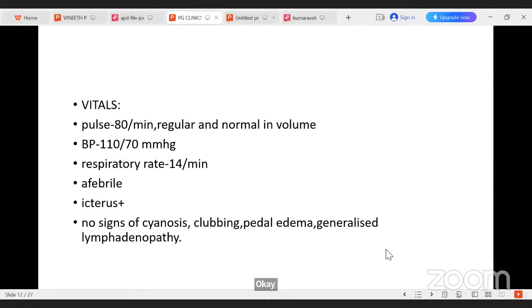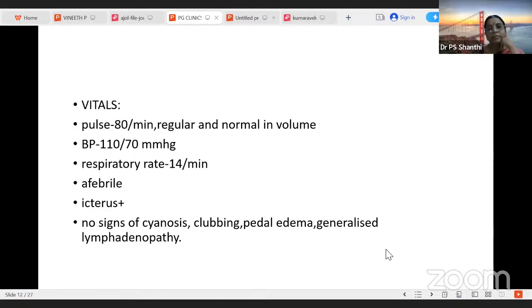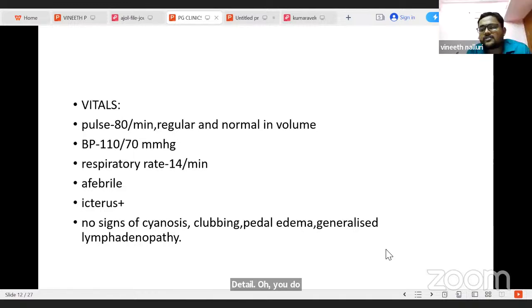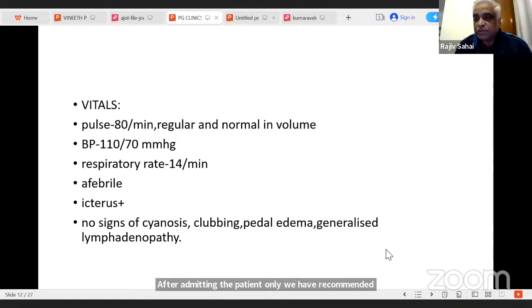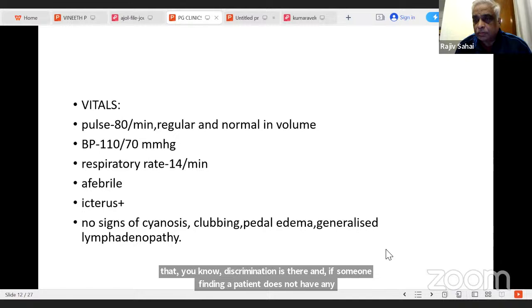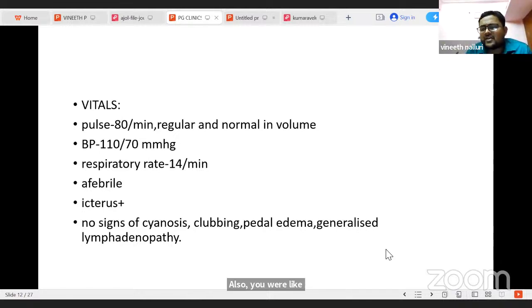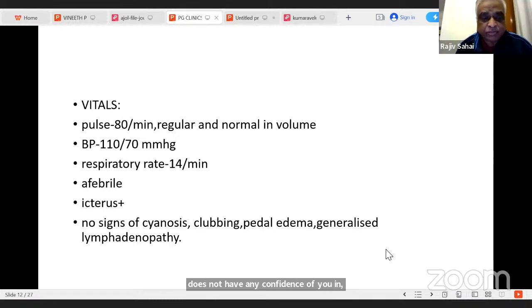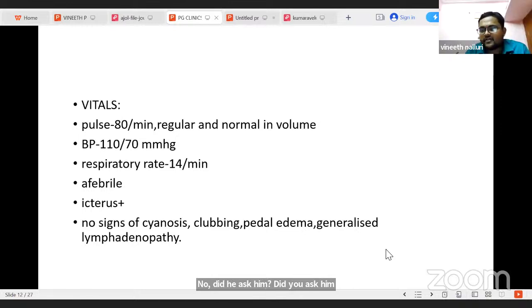And how is it that in the history there is no history regarding the icterus? The patient hasn't been forthcoming with any detail, or you did mention? The patient does not have any complaint regarding yellowish discoloration, ma'am. After admitting the patient only, we recognized that yellowish discoloration is there, and it's our finding. What about his urine? Was his urine dark in color? No, sir. Did you ask him once you found icterus? Did you go back and ask him? Yes, sir.